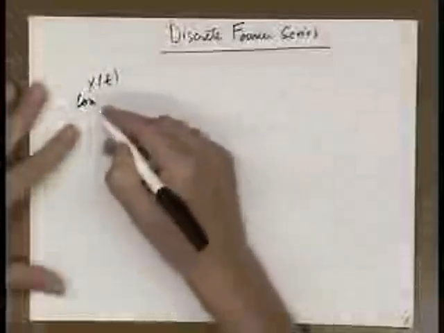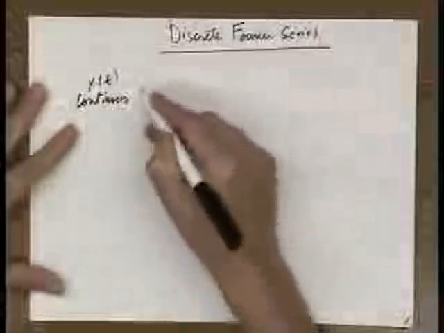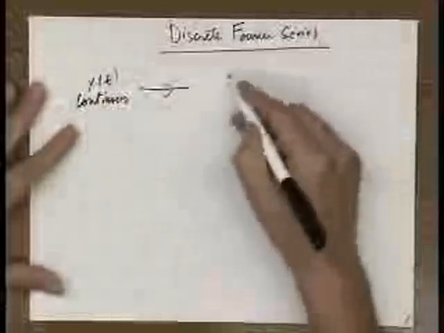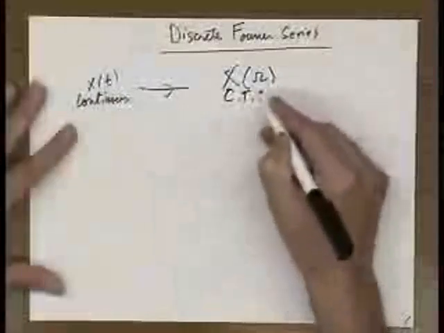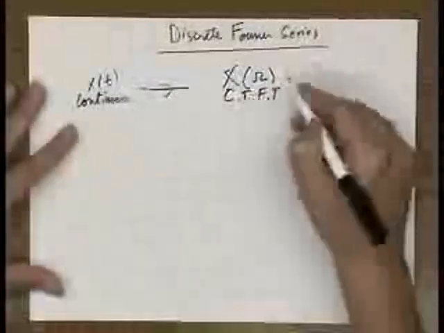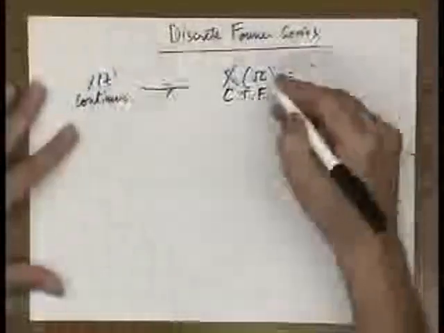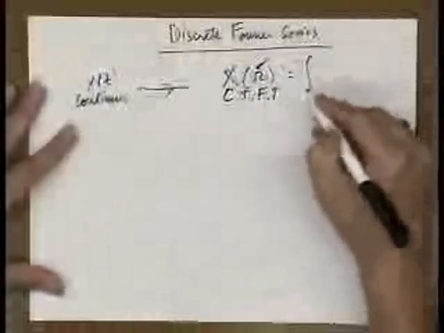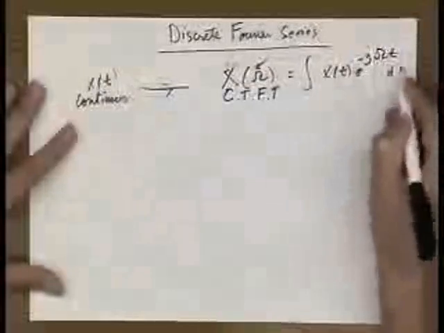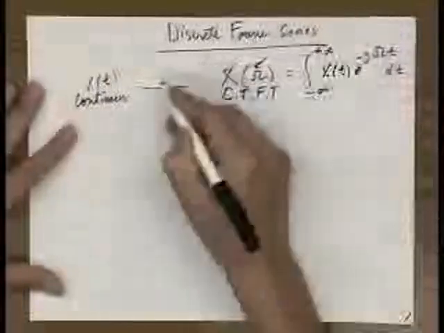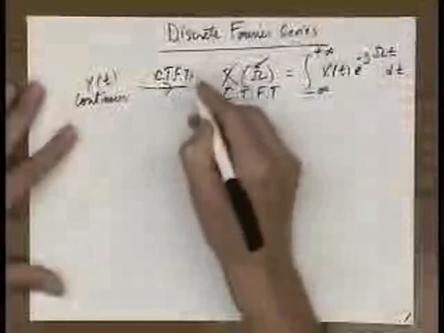We have a transform that takes a continuous time signal x of t and gives us x of omega, which is the continuous time Fourier transform, right? And t is continuous and omega is real and continuous, and it's just x of t e to the minus j omega t dt, going from minus infinity to plus infinity. That's continuous time Fourier transform.